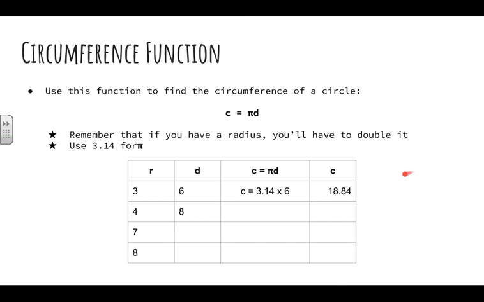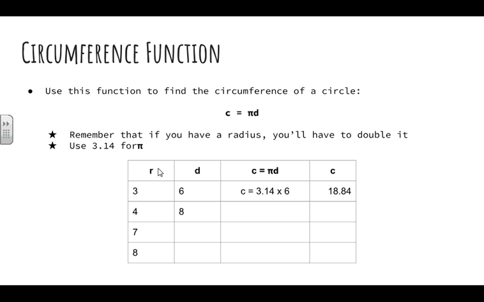Okay, so we're going to do the circumference function first. The circumference function is c equals pi times diameter, or c equals pi times radius times 2. But we're just going to go with pi times diameter, since your diameter is already 2 times your radius. If you have a radius, you'll have to double it to find your diameter, and we're going to use the number 3.14 for pi.